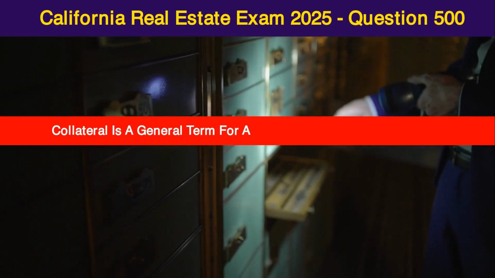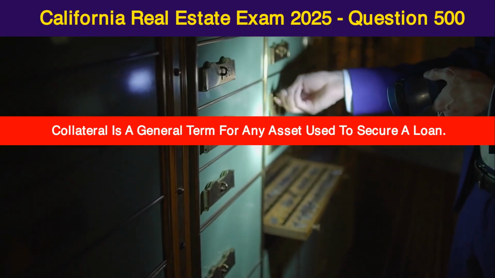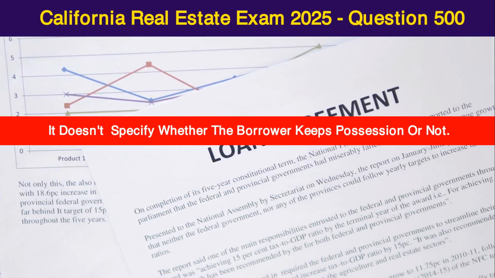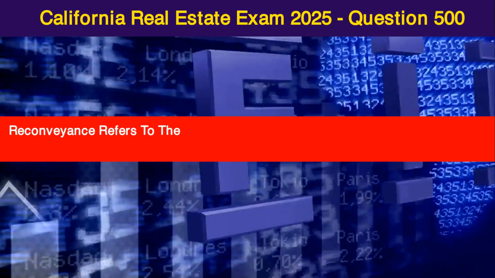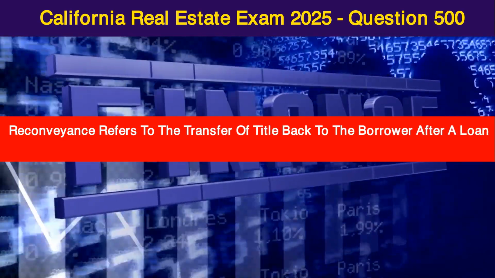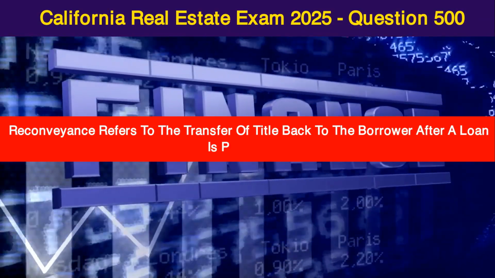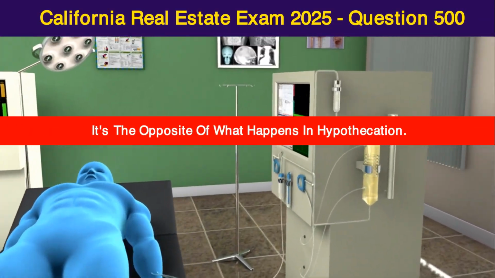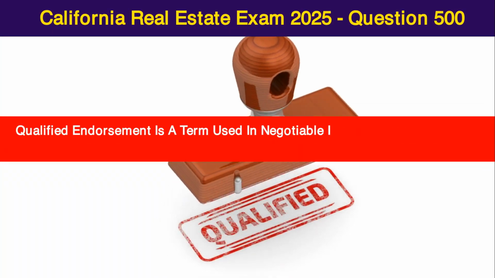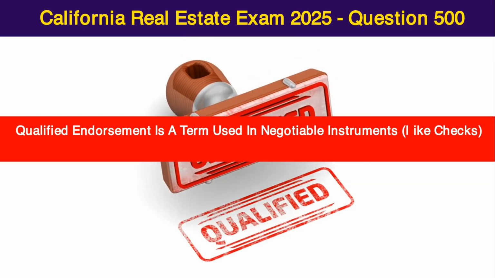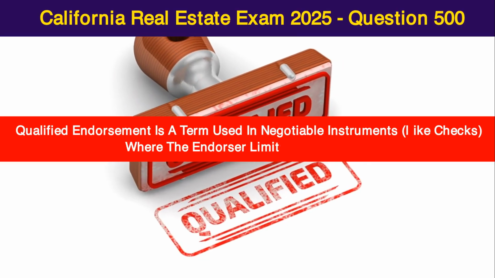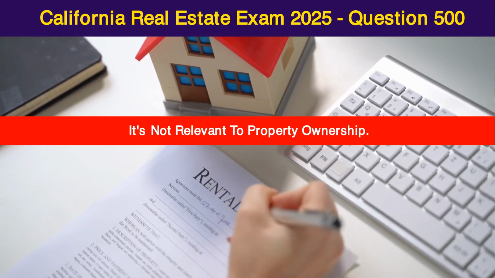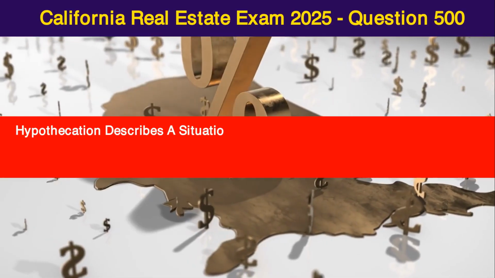Hypothecation. Collateral is a general term for any asset used to secure a loan. It doesn't specify whether the borrower keeps possession or not. Reconveyance refers to the transfer of title back to the borrower after a loan is paid in full. It's the opposite of what happens in hypothecation. Qualified endorsement is a term used in negotiable instruments, like checks, where the endorser limits their liability. It's not relevant to property ownership.